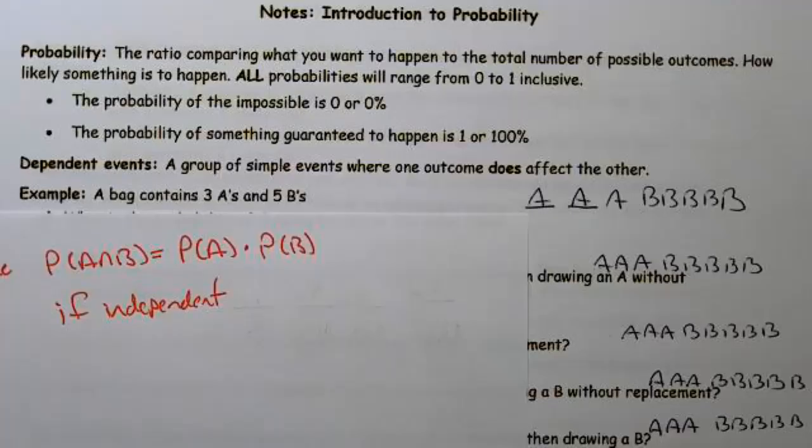Okay, this is still more introduction to basic probability, and we are going to be focusing on what appear to be dependent events and the complement. So once again, probability compares the ratio of what you want to happen to all the possible outcomes that could happen. Remember, all of our probabilities must be between 0 and 1 inclusive. There are no probabilities greater than 1, and there are no negative probabilities.